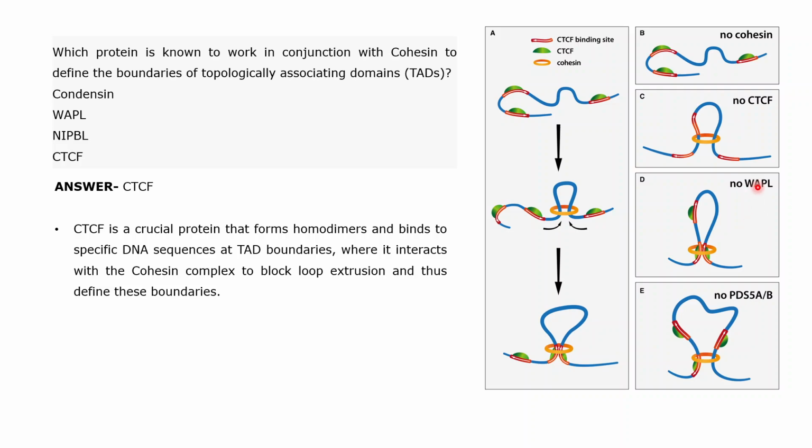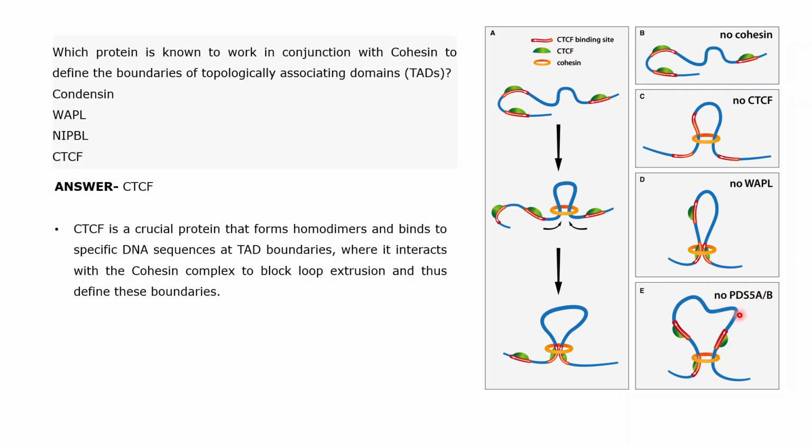And also WAPL is not there. When WAPL is not there, the cohesin doesn't know when to release, because WAPL is a cohesin release factor, right? So whenever WAPL is absent, it doesn't even recognize the CTCF protein that is found in the TAD region. It continuously extrudes the loop, because the cohesin is not getting released. It undergoes ATP hydrolysis and the loop extrusion continues in this case.